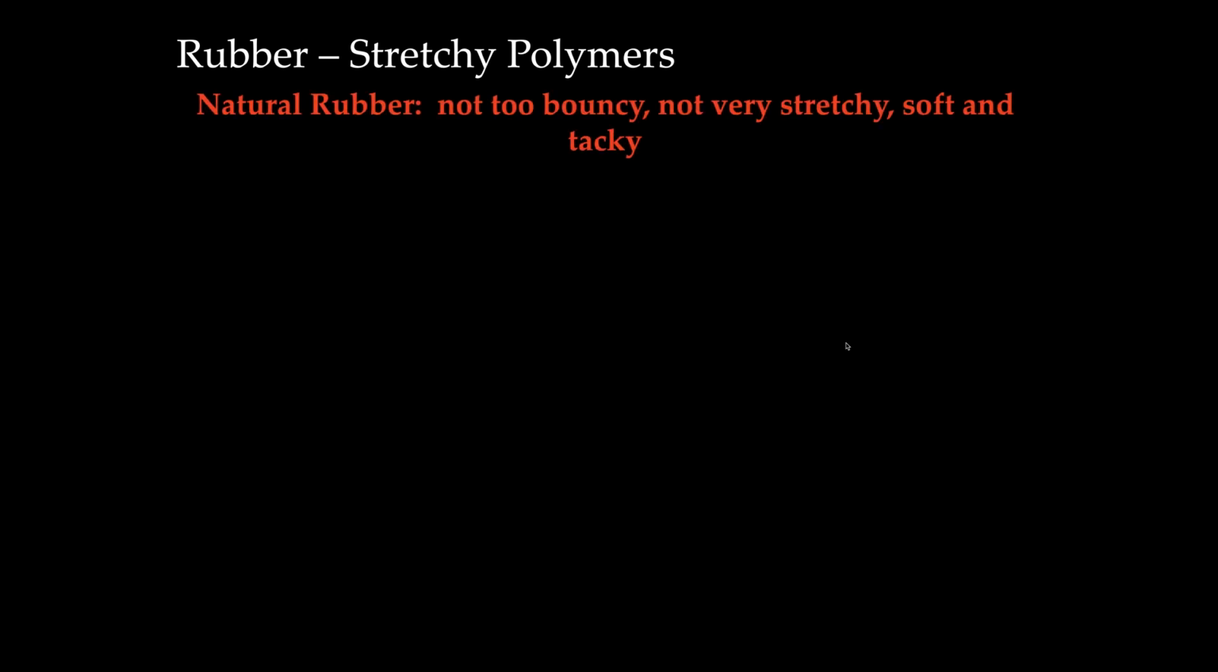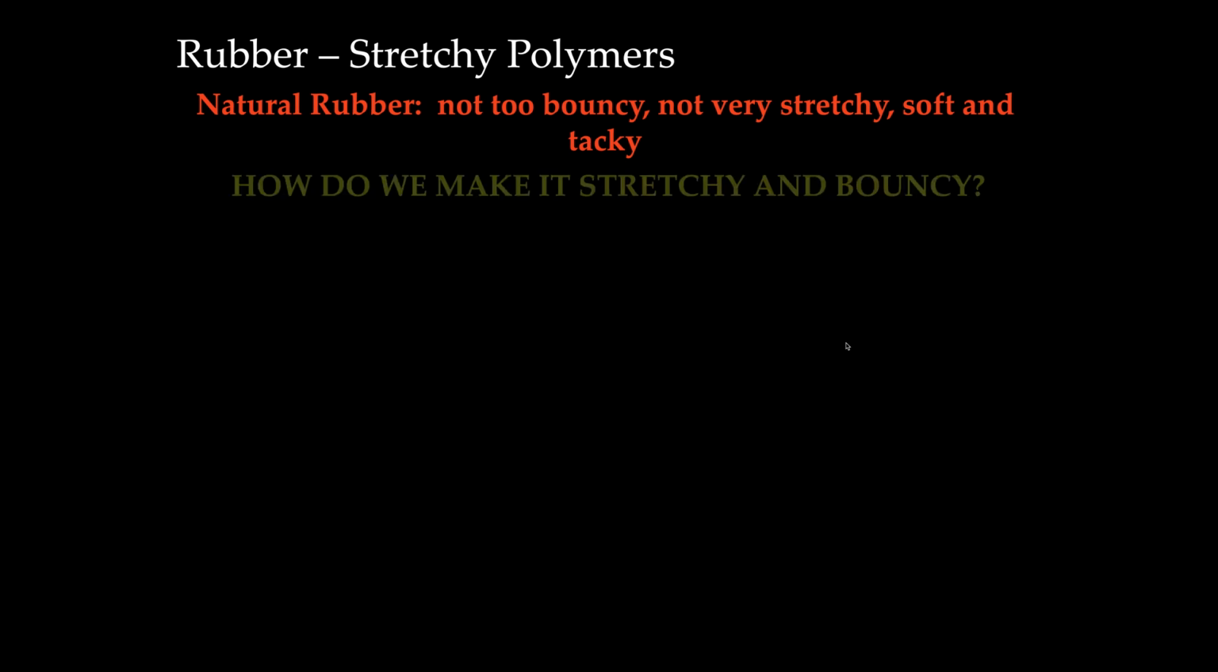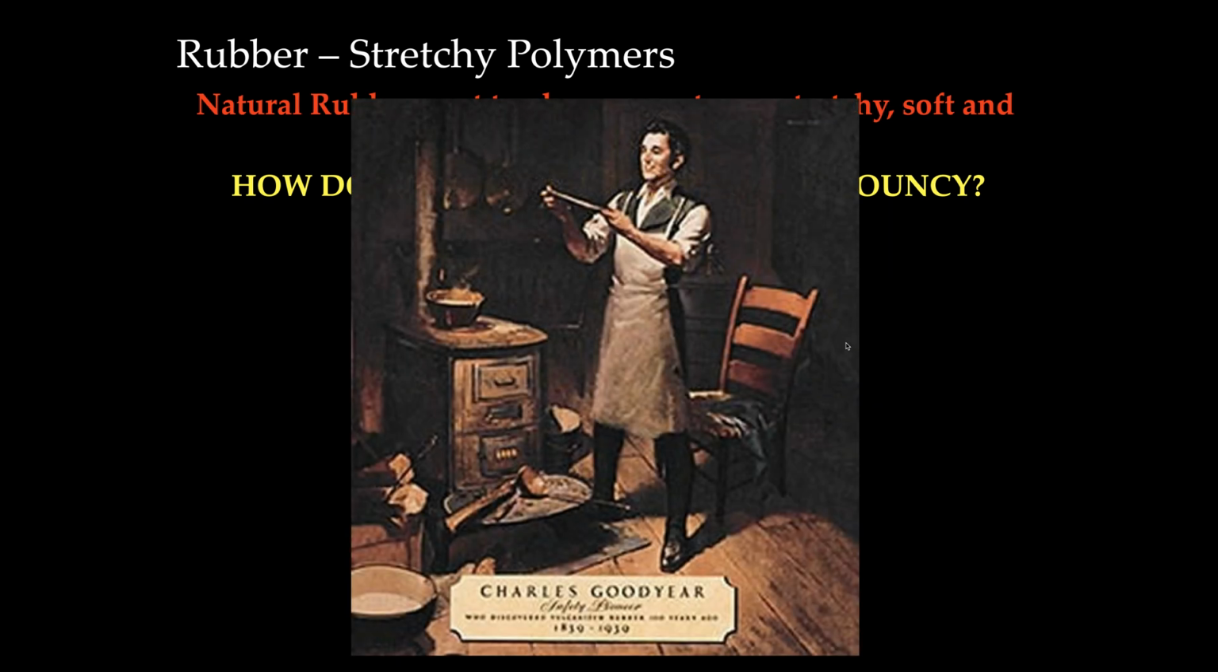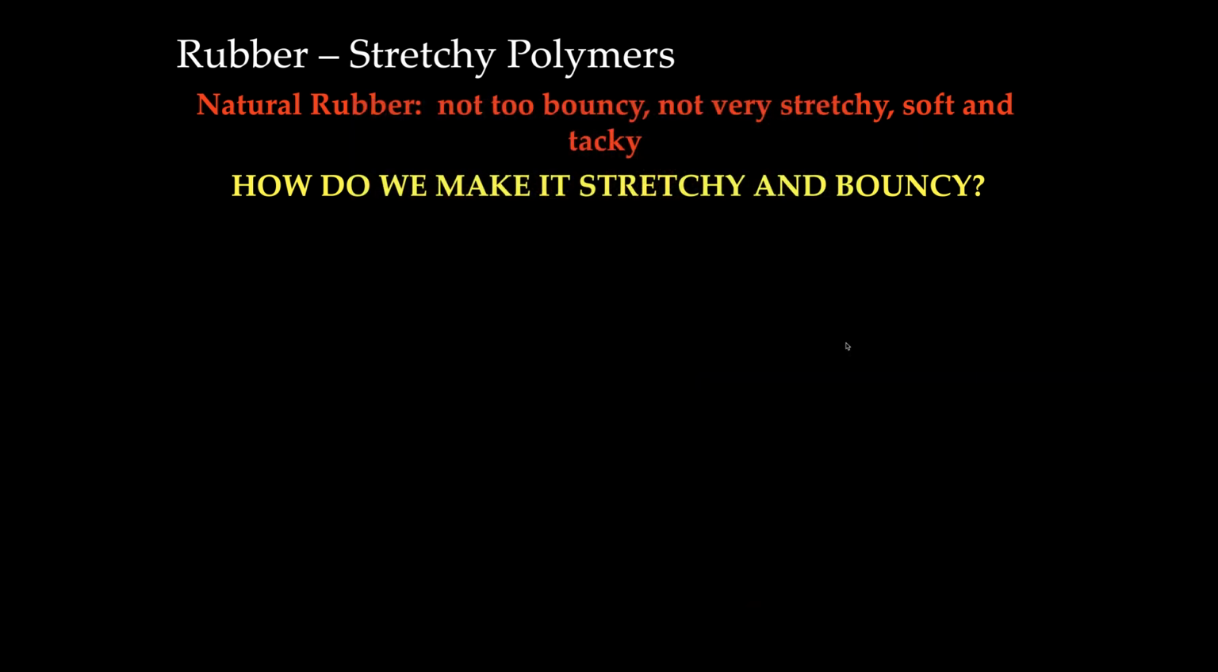Now, there's also polymers that you can stretch and bounce. These are called rubber. Natural rubber is not terribly bouncy. It's not very stretchy, and it's very soft, and it's very tacky. So how do we make it stretchy and bouncy? Well, Charles Goodyear came up with the solution when he accidentally knocked the right amount of sulfur into his rubber. And he found that the resulting product was tough, stretchy, and bouncy.